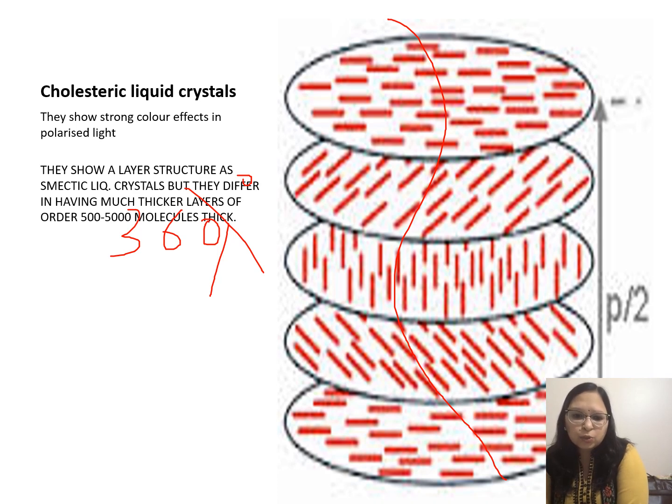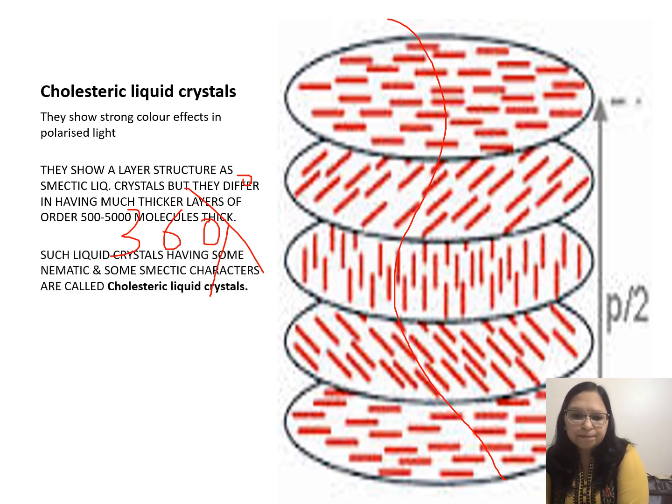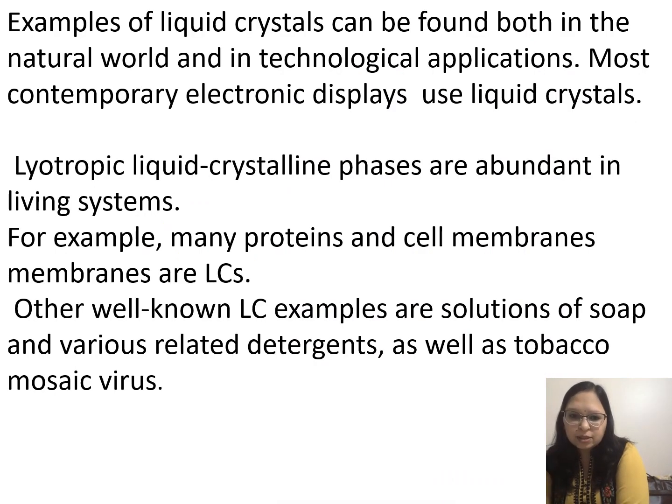As I told you, they show a layer structure, and these layers are much thicker than smectic or nematic, like 500 to 5000 molecules thicker than smectic and nematic. The first substance in which such type of mesomorphism was observed, as I told you, was cholesterol benzoate.